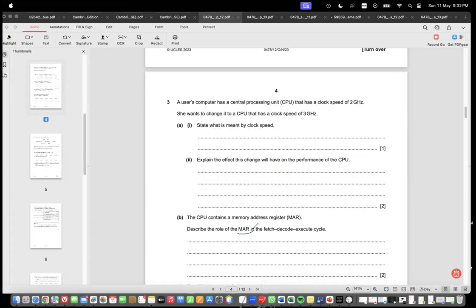The MAR is fetching the address from the PC, the program counter register. Then it will send this address to the RAM via the address bus, so that the CPU can access the required instruction or data from that particular address.